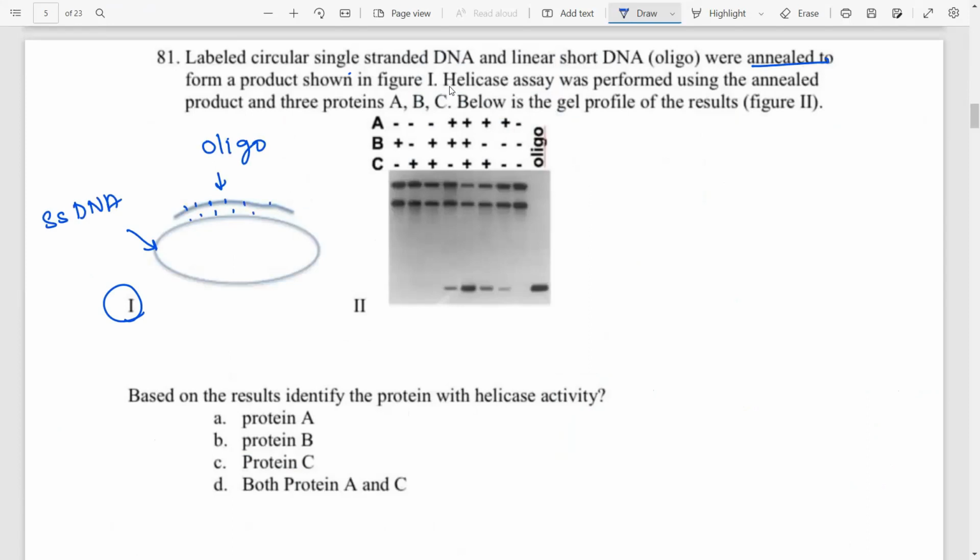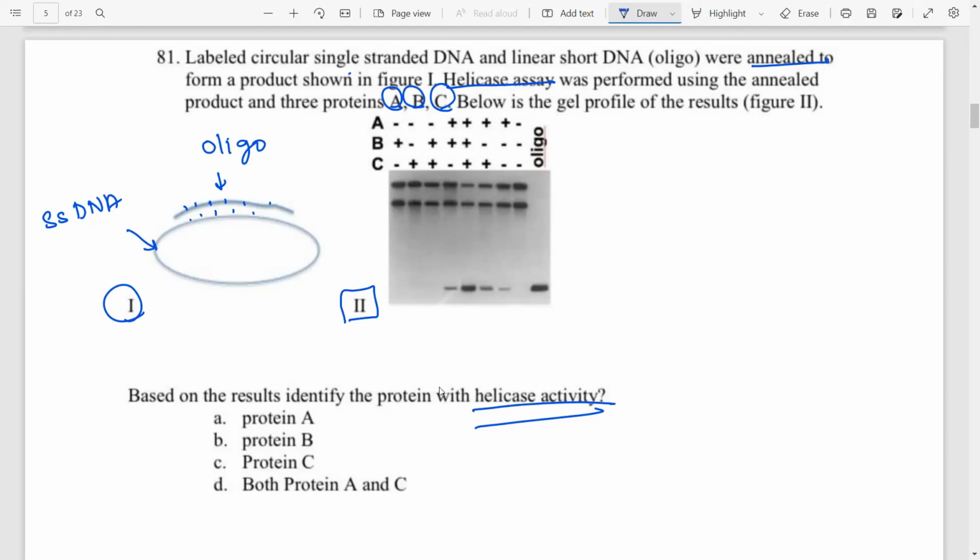So now they are saying a helicase assay was performed using the annealed product, that is 1, and 3 different proteins A, B and C. They run a gel and they found out this result. They are asking you to identify a protein which has a helicase activity. So out of these, maybe one protein or maybe a combination of two proteins has a helicase activity. So we have to identify that.